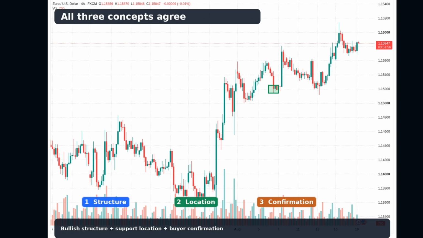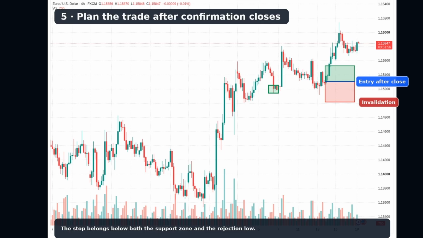A possible entry can be considered after the confirmation candle closes. The stop loss belongs below the support zone and below the rejection low. It should not be placed at a random distance, simply to create an attractive risk to reward ratio. That area represents the point where our trade idea would be invalidated. If price moves decisively below the zone, the expected bullish reaction has failed.